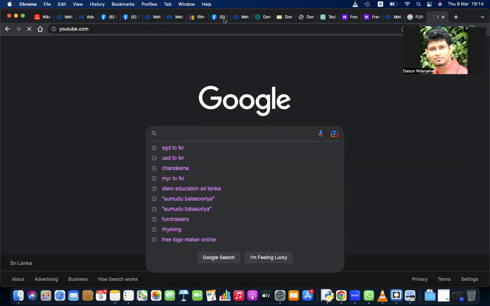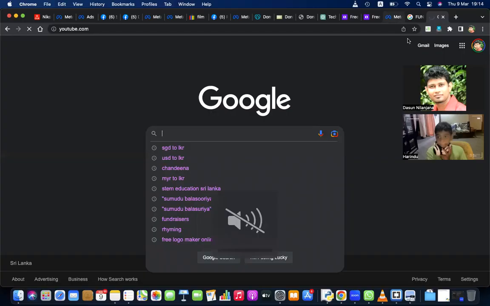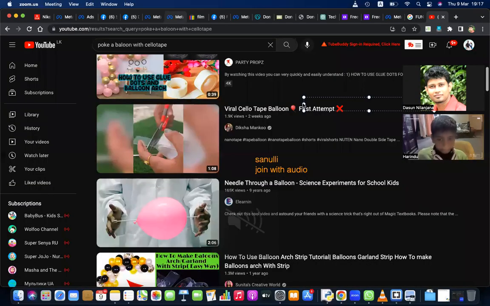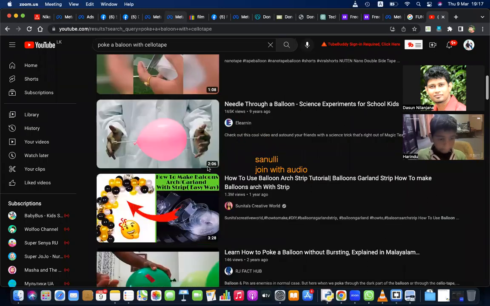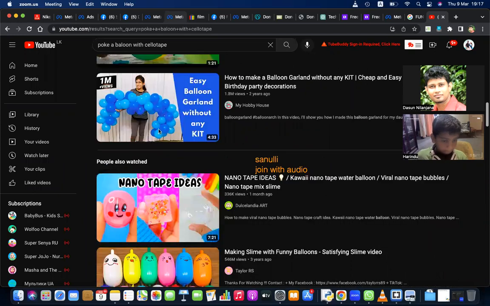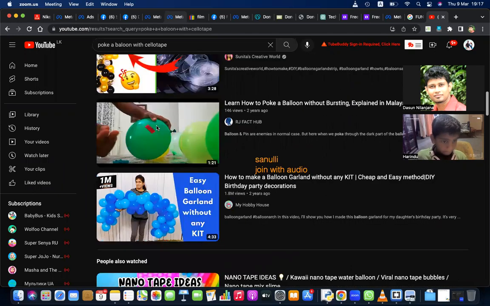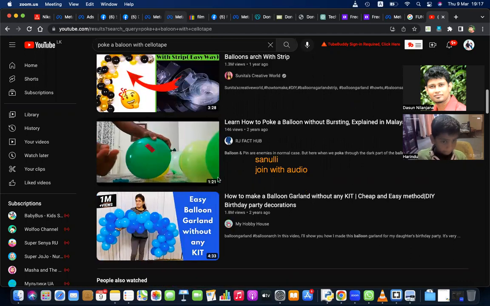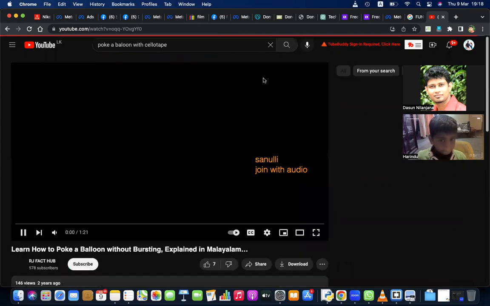Wait, let me show you. Okay, so if you poke the balloon with a tape, cello tape, like this, if you put any tape and poke with a pin at the place where the tape is, son, it won't burst. Otherwise it will blast. So you have to use a cello tape.